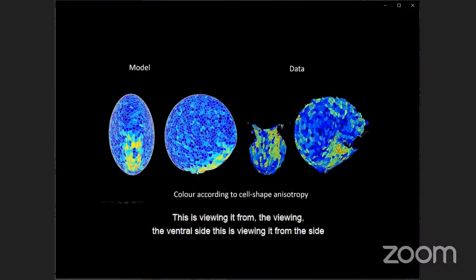And this is the data now. This is viewing the ventral side. This is viewing it from the side. And you can see that indeed the cells are elongated in this region, in particular, the region we predicted based on this model. So that's gratifying. We're seeing a corroboration of our predictions based on cell shape.